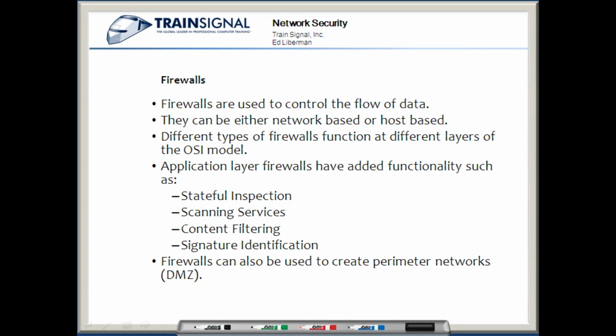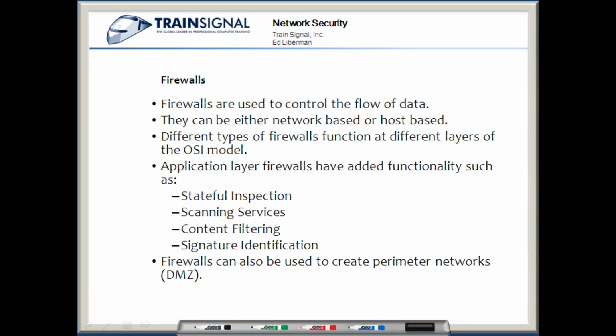What I mean by that is a firewall can be put in place to help protect a specific computer. For instance, all of today's Windows operating systems come with something called Windows Firewall. And that is something that is designed to protect that individual system and will help control what data can travel in and out of that specific computer.